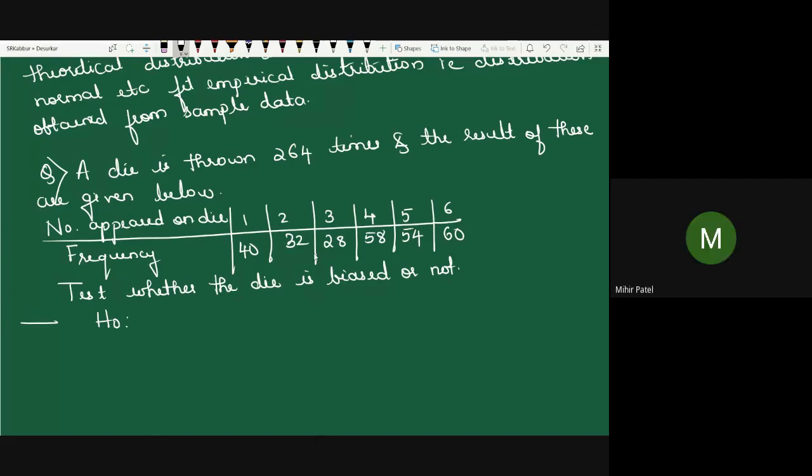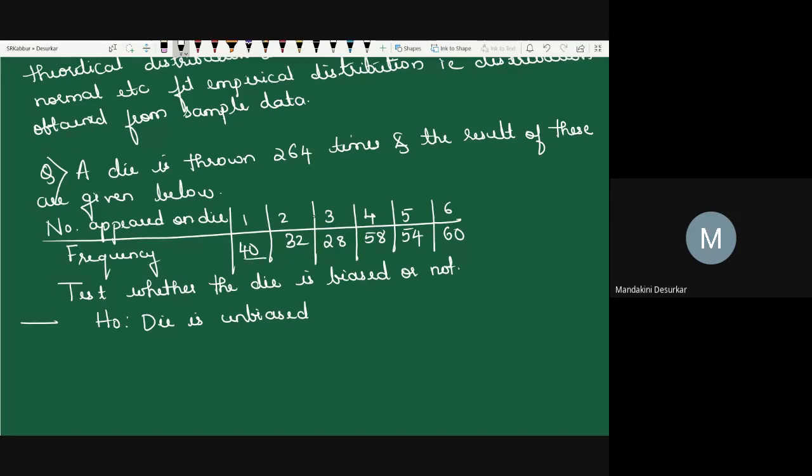What should be the null hypothesis for this? The die is biased. No, the question is: test whether the die is biased or not. So what are you going to take? Die is not biased. Instead of not biased, we use the word unbiased. Die is unbiased.